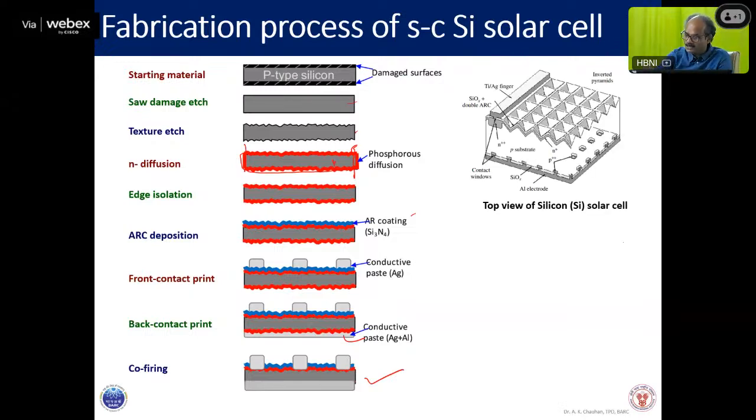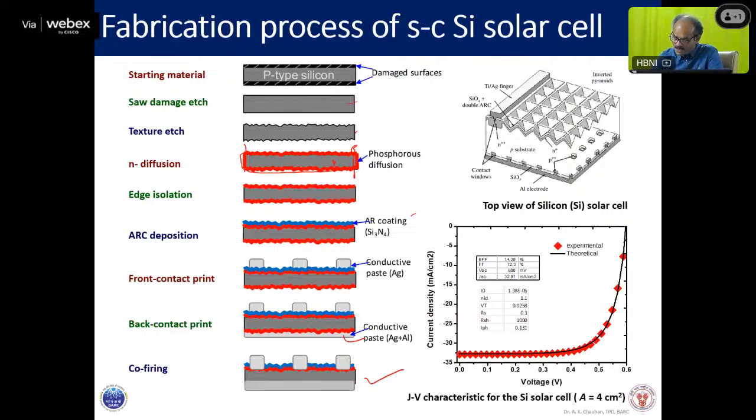So this is the typical structure if you magnify the solar cells which are available, you will have this kind of structure. And this is a typical IV characteristic view, the voltage and current characteristic of this solar cell.